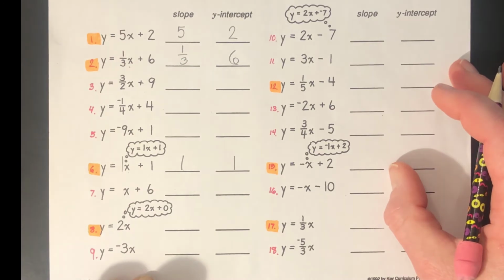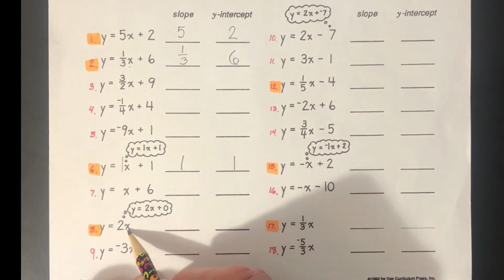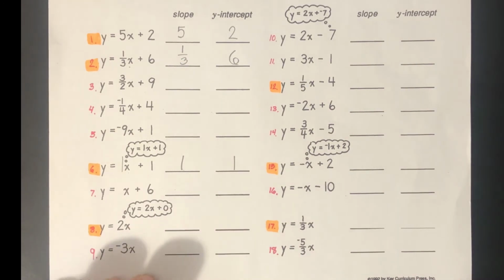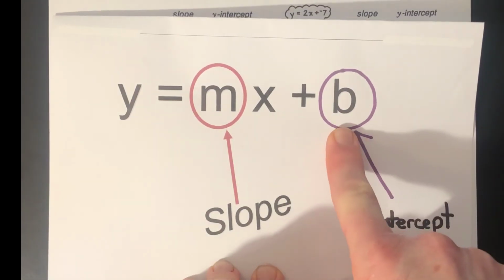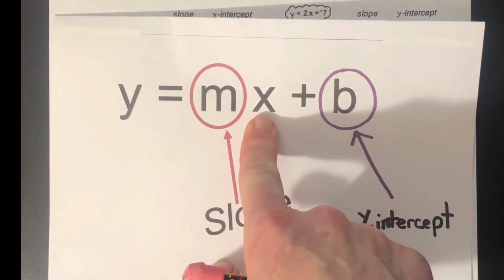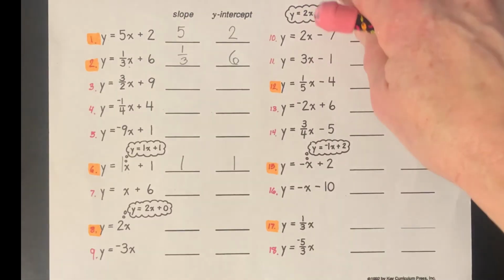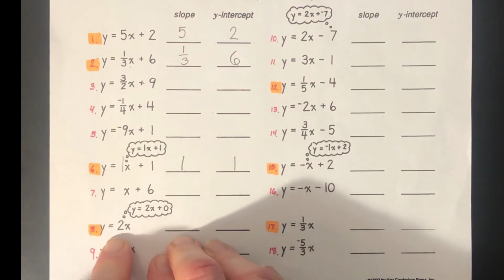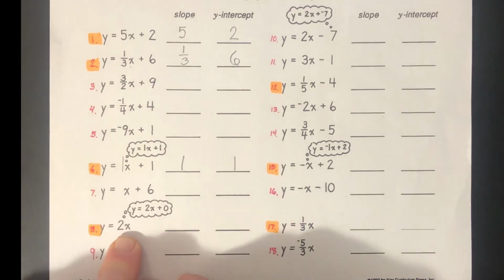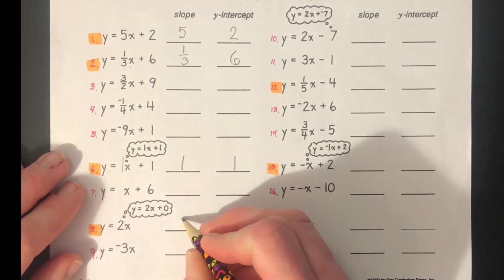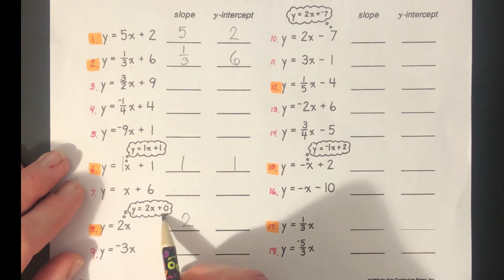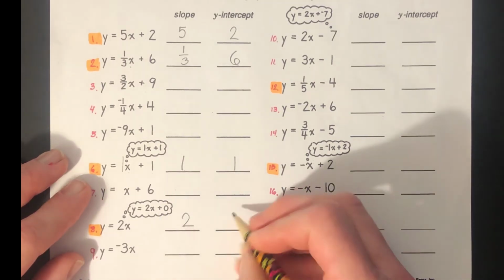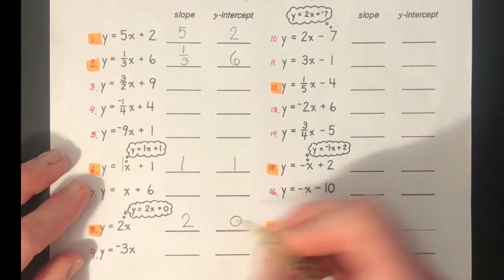Number 8. We've got just one thing. Remember, the y-intercept is the constant. What comes before the x is the slope. This is the coefficient. This 2 comes before the x, so this is the slope. The slope is 2. If there is no y-intercept, it's basically just 0. The y-intercept is 0.